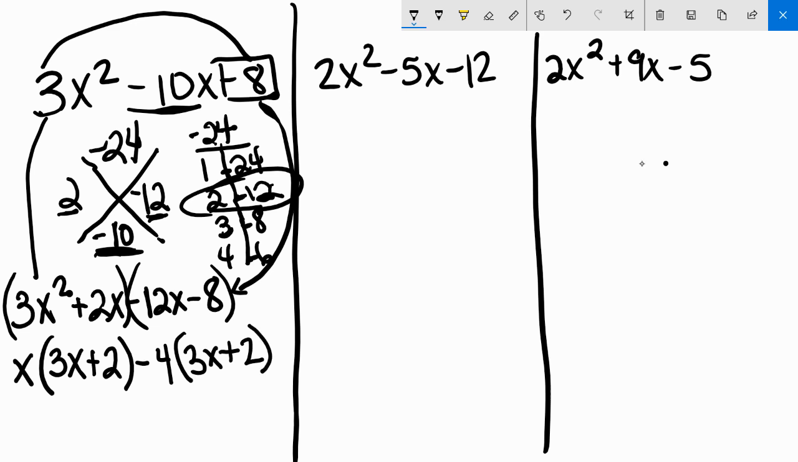Now what's in parentheses is the same, so that's our shared factor. We're going to write it down. And then outside the parentheses, the GCFs are going to make a factor. So the GCF factor is x minus 4.